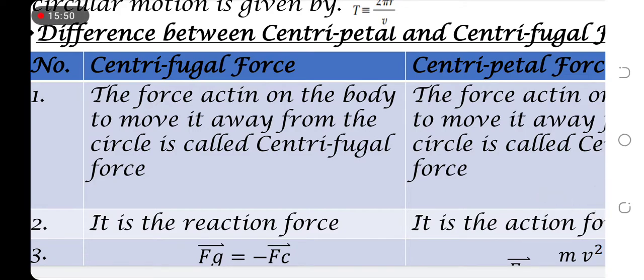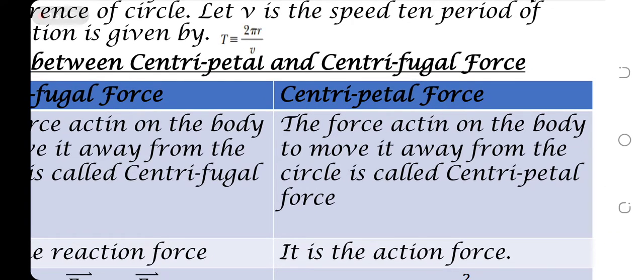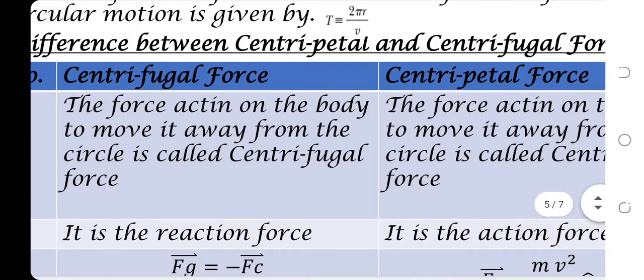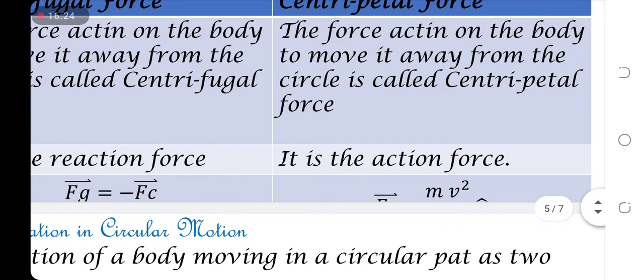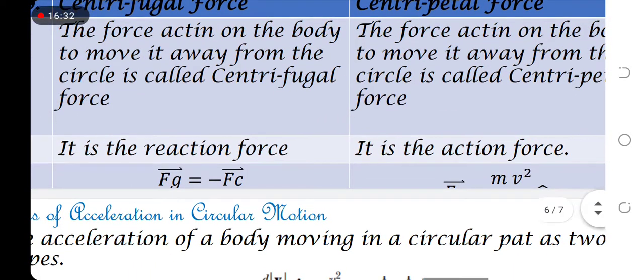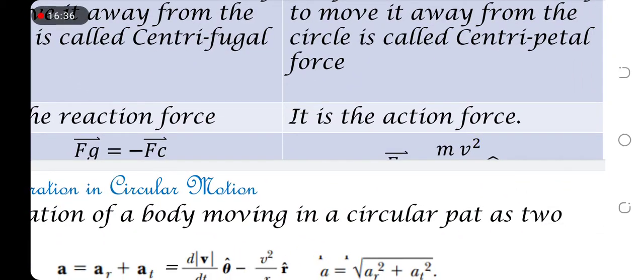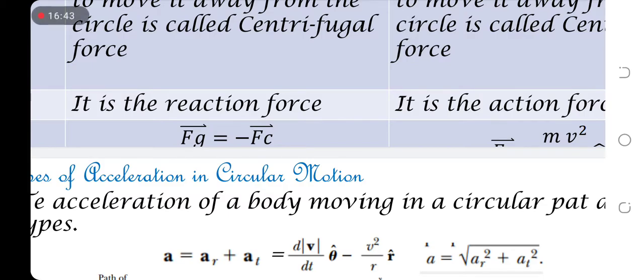A short question may be asked in paper. Differentiate between centripetal and centrifugal force. Centripetal force: the force acting on the body to move it towards the center of circle is called centripetal force, and the force acting on the body to move it away from the center of circle is called centrifugal force. Centripetal force is an action force, but the centrifugal force is a reaction force. Centripetal force can be written as Fc equal to m v square over r, whereas Fg is equal to minus Fc. G is written for centrifugal.